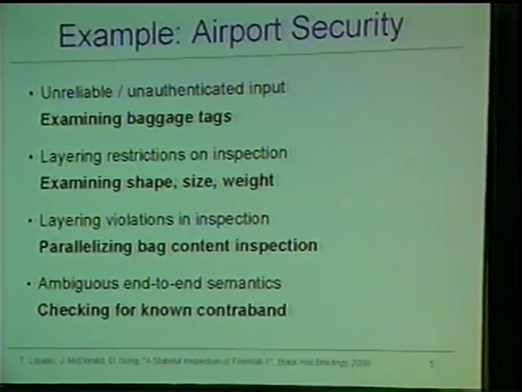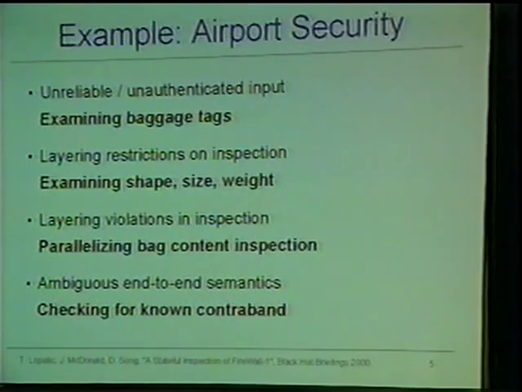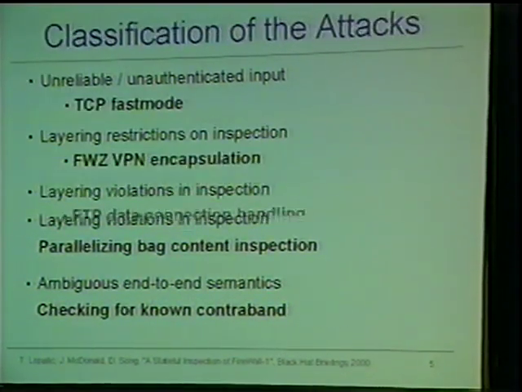This is sort of a serialization issue, and this also maps pretty cleanly to attacks we found. And again, ambiguous end-to-end semantics: checking only for known contraband. Someone could be sending a completely other kind of dangerous device that you don't know about, and if they don't recognize it, they just let it through.